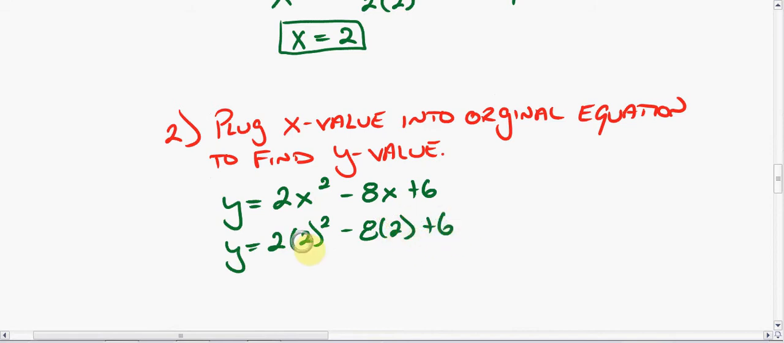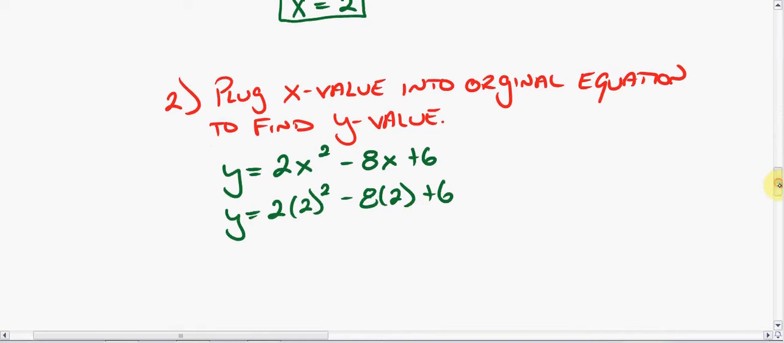Notice there's 2 locations for x now, so we have to make sure we're plugging 2 into both of those spots. Order of operations, well, there's nothing to do with parentheses. Next comes exponents, so I have to evaluate this exponent first. So 2 squared is 4.